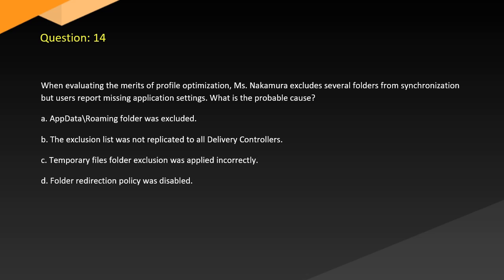Question 14. When evaluating the merits of profile optimization, Nakamura excludes several folders from synchronization, but users report missing application settings. What is the probable cause? A. The AppData roaming folder was excluded. B. The exclusion list was not replicated to all delivery controllers. C. Temporary files folder exclusion was applied incorrectly. D. Folder redirection policy was disabled.